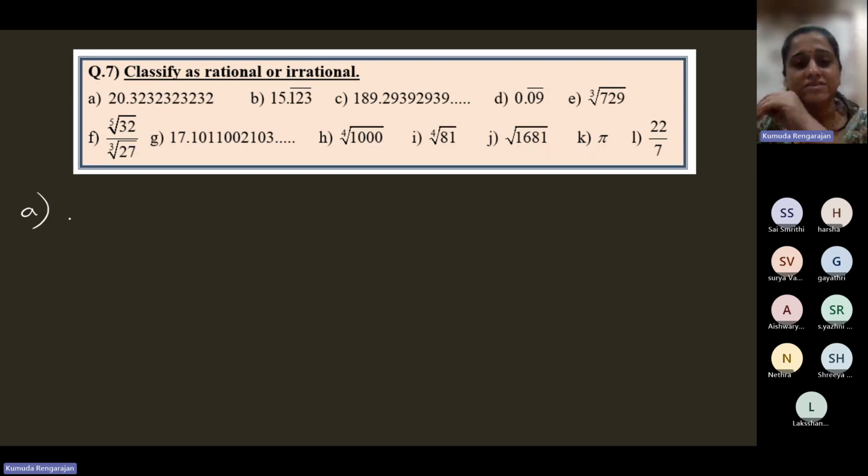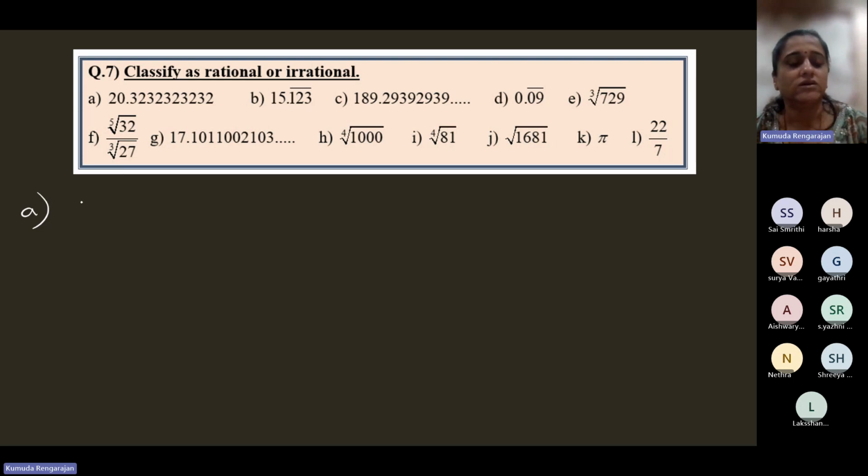Now, the heading is classify as rational or irrational. If it is a terminating decimal, say it is a rational number. If it is a non-terminating repeating decimal, say it is a rational number. If it is a non-terminating, non-repeating decimal, then say it is an irrational number. That's all. That's how you decide. You first tell me if it is terminating or non-terminating, and then you tell me if it is rational or irrational.